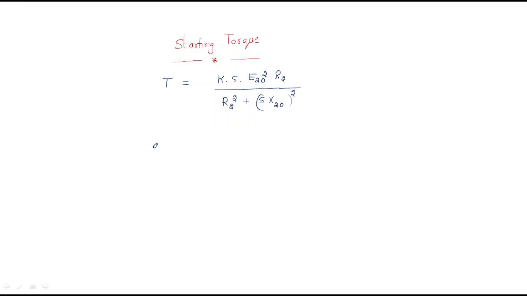At starting, the slip of the induction motor is 1. Why is it 1? The speed will be 0. The speed will be 0, then the slip becomes 1.